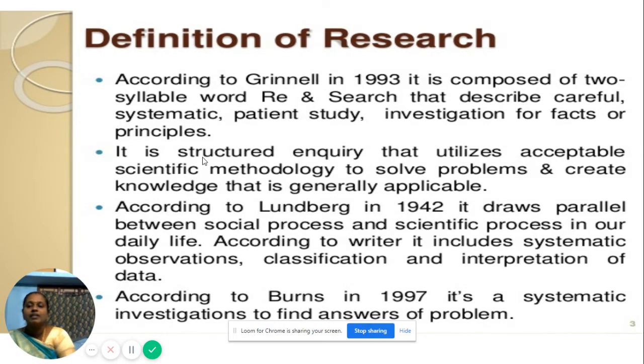So I have already defined what research is: a systematic and scientific methodology to find solutions. Next, the origin of research we have discussed. I have given five definitions here: the encyclopedia definition, Grinnell, Lundberg, and Burns, then examples from Alfred Lord Tennyson's Ulysses and Newton. So these are all definitions of research.